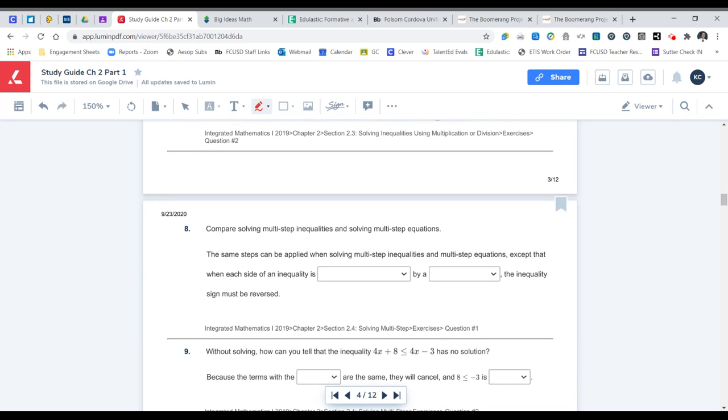Okay. Compare solving multi-step inequalities and solving multi-step equations. The same steps can be applied when solving a multi-step inequality and multi-step equation, except that when each side of an inequality is multiplied or divided, I don't know what the drop-down has, but let's go with that, by a negative number, the inequality sign must be reversed. It's got to be something like that.